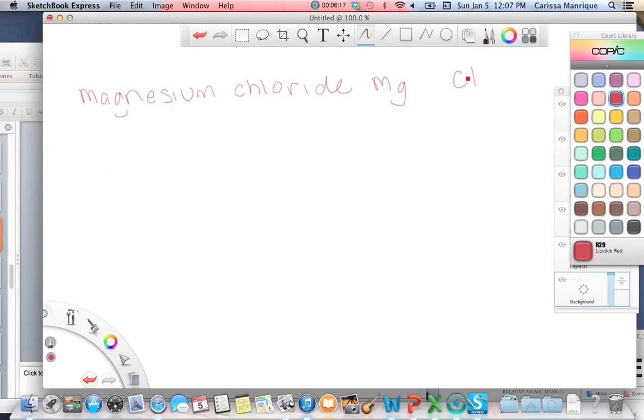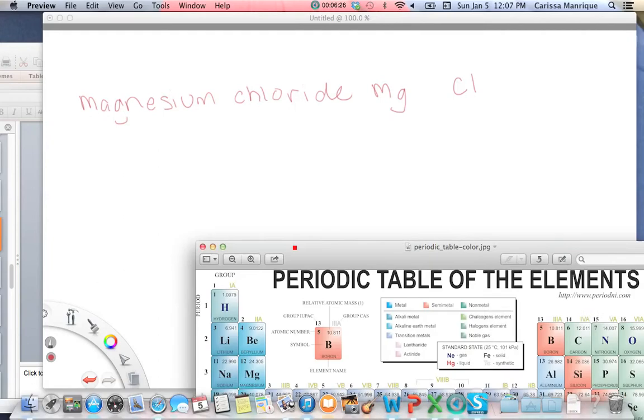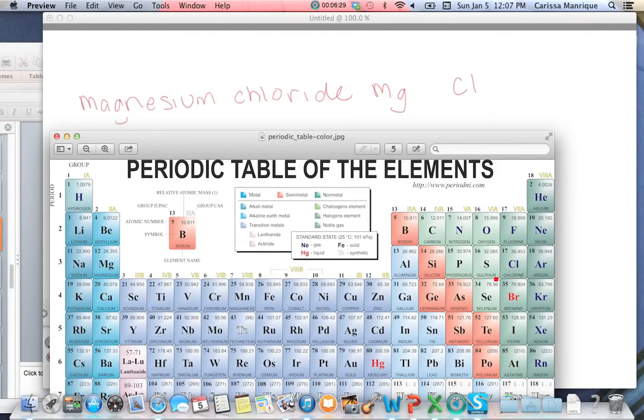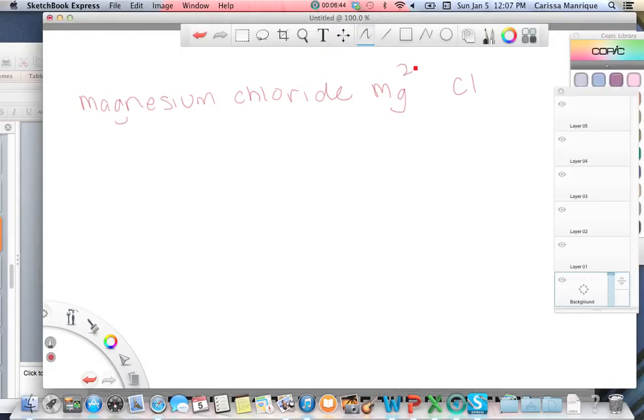Let me pull up the periodic table again. Chlorine right here is group 7, so that would have a -1 charge, and magnesium in group 2 right here would have a 2+ charge. So let me write this on here. Magnesium 2+, chlorine -1. Now all you do is you cross these numbers down. So this number will go here, and this number will go here. So that'd be MgCl2.